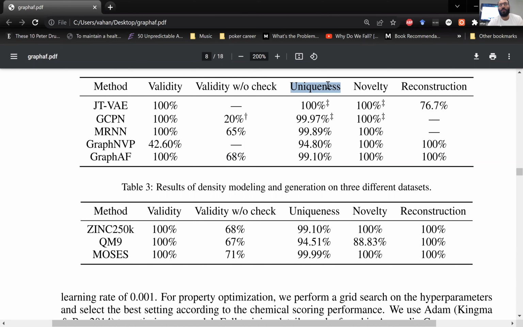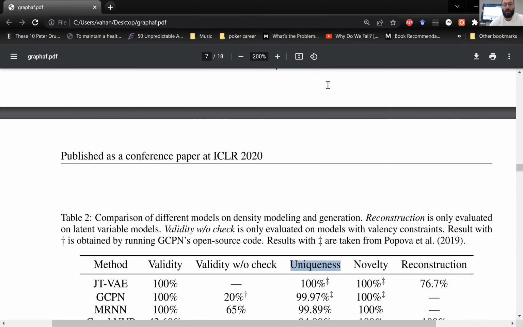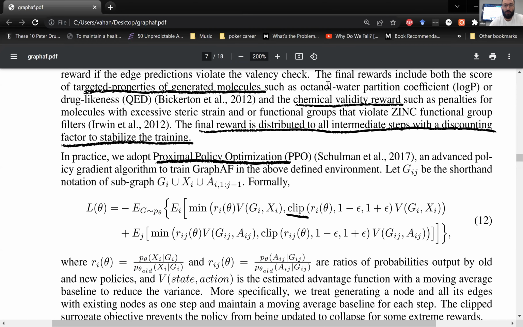Uniqueness means, how does it actually work? How does the information about validity go from the reward, which is a proxy function? The validity is not the reward. Validity, I think, is mostly enforced here.